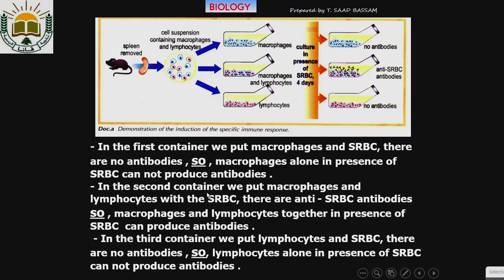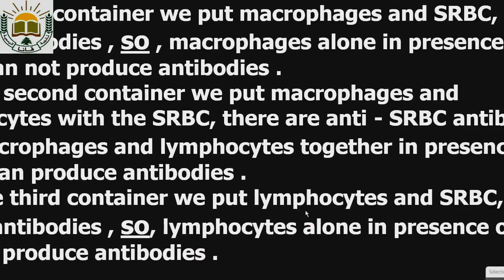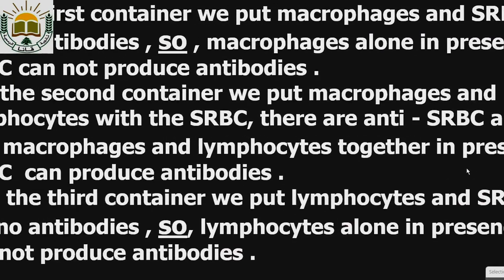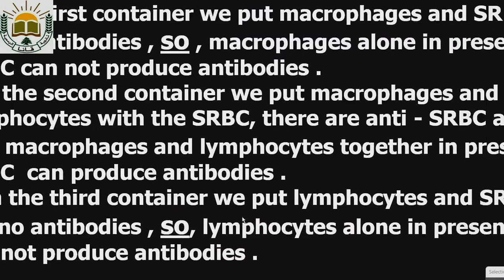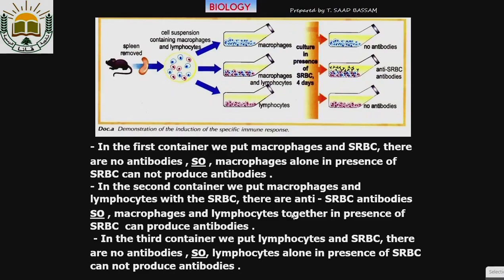In the second container, we put macrophages and lymphocytes with SRBC. There are anti-SRBC antibodies. So macrophages and lymphocytes together in the presence of SRBC can produce antibodies. In the third container, we put lymphocytes and SRBC. There are no antibodies, so lymphocytes alone in the presence of SRBC cannot produce antibodies. So I am writing what I did, what I obtained, and what I understood from each result.